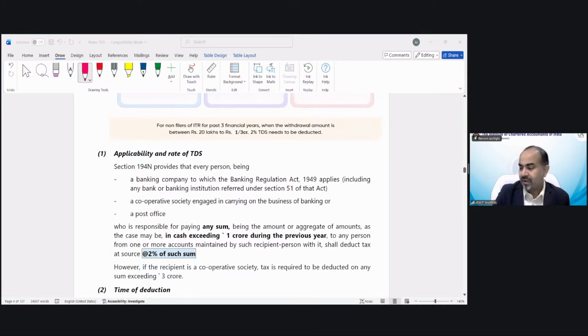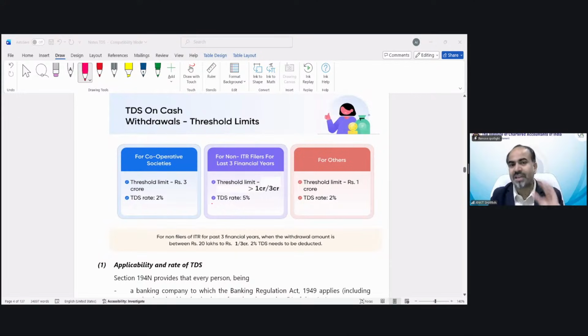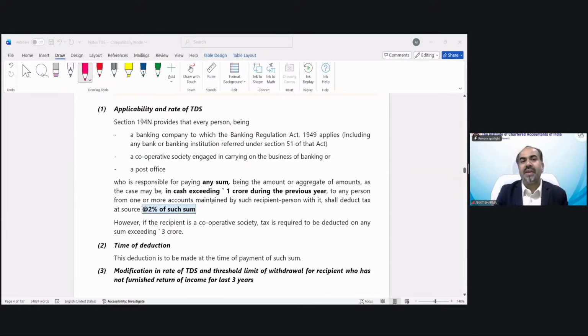Applicability: you might notice that I have made a small chart of main provisions for all sections. So whenever you are going for revision of any section, you can first go through the chart. You will get the basic idea of what we are discussing in that particular section. Okay, so applicability and rate of TDS.